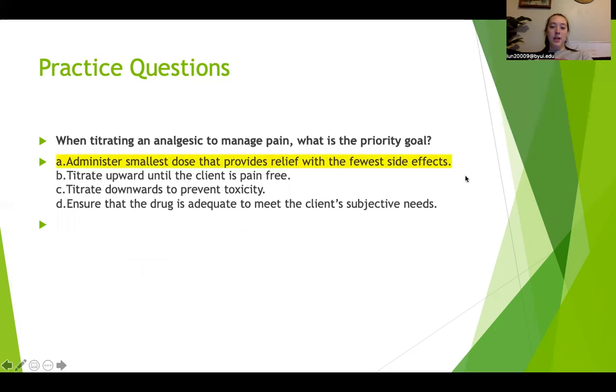Okay, so titrating for priority goal, we want to administer the smallest dose possible that provides relief with the fewest side effects. That's pretty much the goal for most medications.